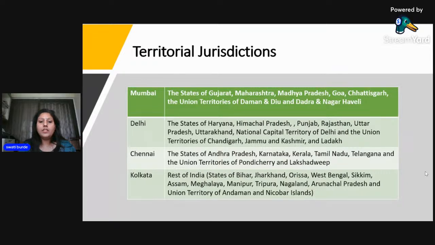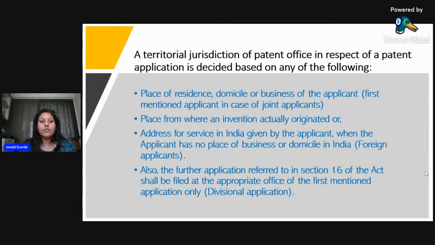So in Mumbai, all these states of Gujarat, Maharashtra, MP, Goa, Chhattisgarh, and Union Territories of Daman and Diu and Dadra and Nagar Haveli. They go Delhi, the north zone of India like Haryana, Himachal Pradesh, Punjab, Rajasthan, Uttar Pradesh, Uttarakhand, all these states. The Chennai will take care of the southern states of India like Andhra Pradesh, Karnataka, Kerala, Tamil Nadu, Telangana, while the Kolkata takes care of the eastern states of India.